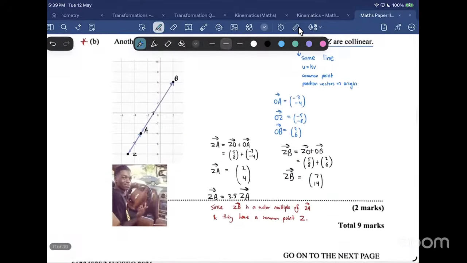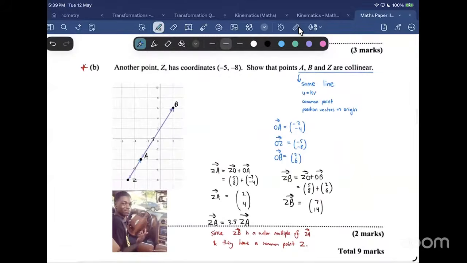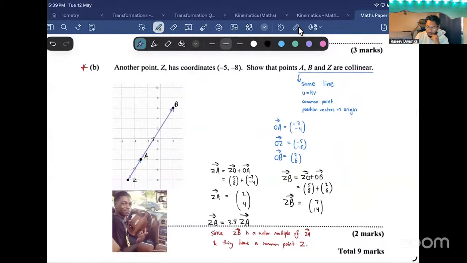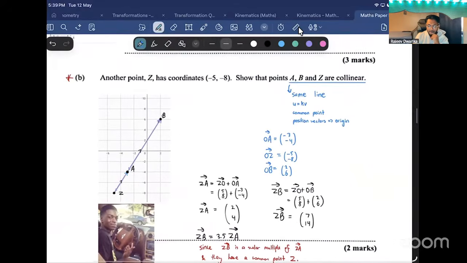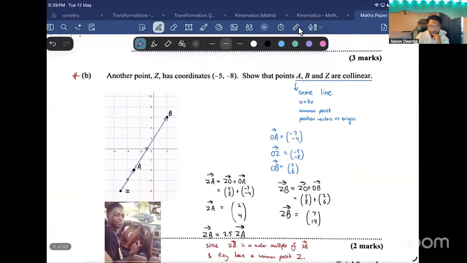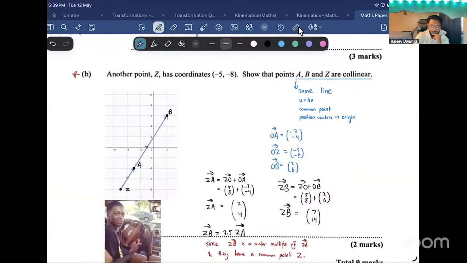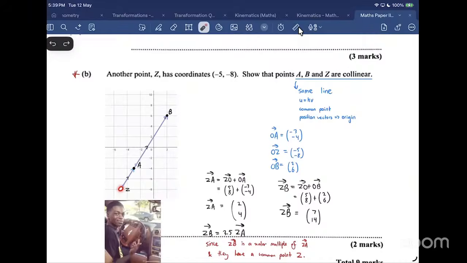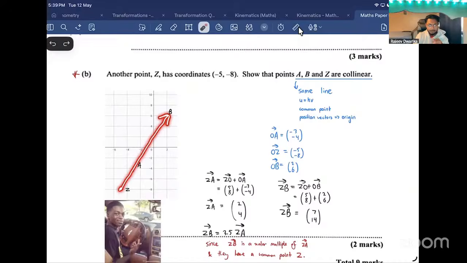I would say this is hard. Very, very few students will have figured this out. But 2 marks is criminal. You had to make the connection that collinear means on the same line. You needed to make 2 vectors, like Z to A and Z to B, and prove that they are scalar multiples of each other and have a common point.